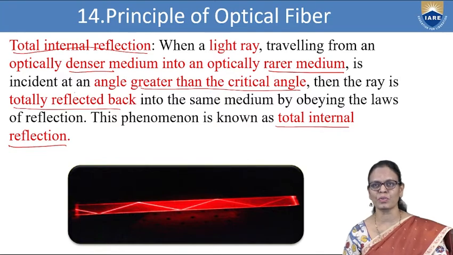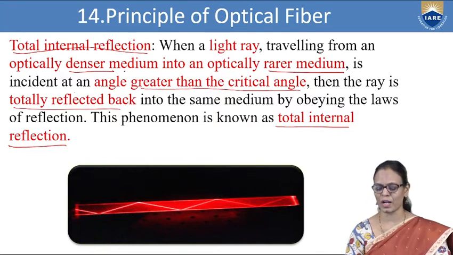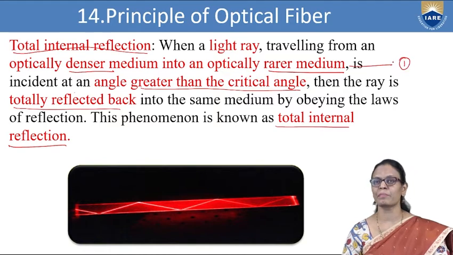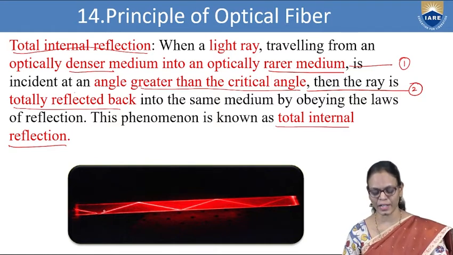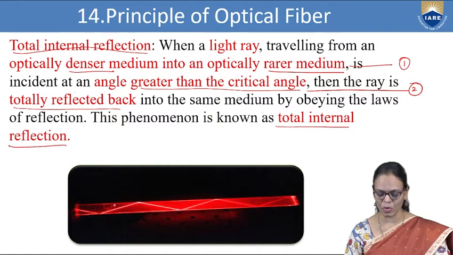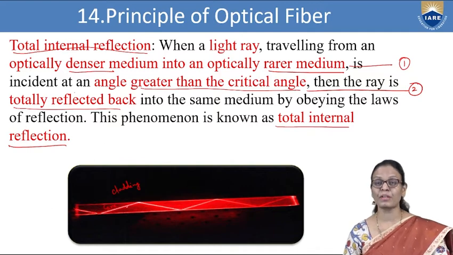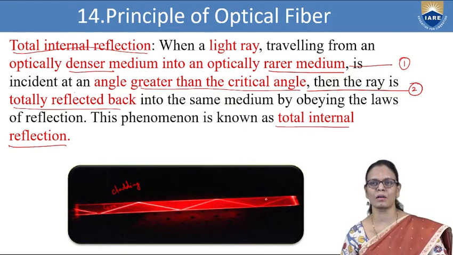So what are the conditions for total internal reflection? The light ray has to come from a denser medium to a rarer medium. This is the first condition. And second, it should be incident at an angle greater than the critical angle. If you see in the figure here, the ray that is incident at an angle greater than the critical angle, and the refractive index of the core is greater than the cladding, means it is coming from a denser medium to a rarer medium, then it will reflect back. So it will pass only through the fiber and not come out.